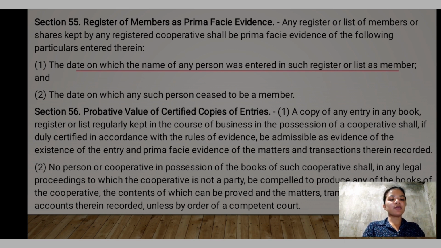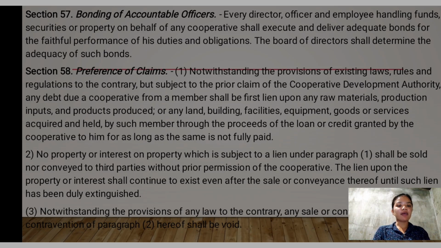In Section 56, this provision ensures that records maintained by the cooperative are legally recognized and can be used as reliable evidence in legal proceedings. Section 57, this provision is designed to safeguard the cooperative's assets by holding individuals accountable for their actions through the bonding process.